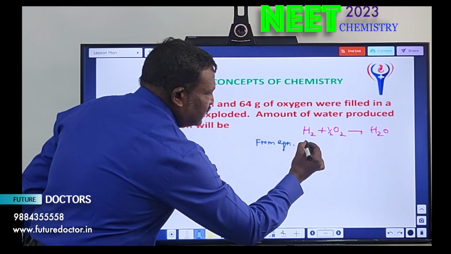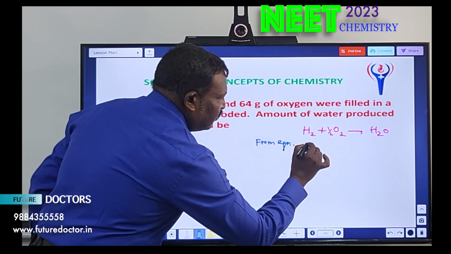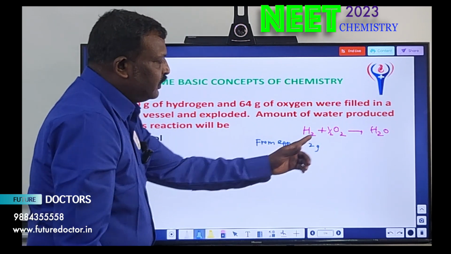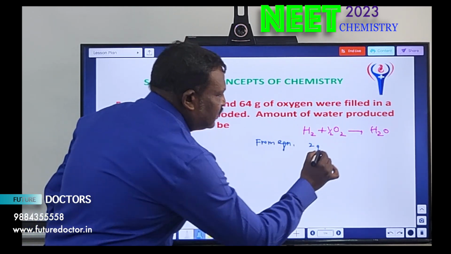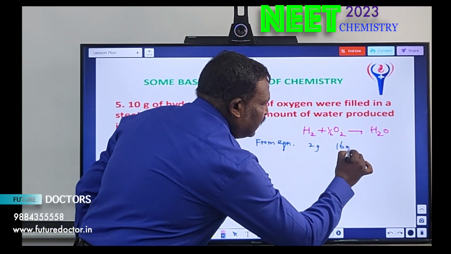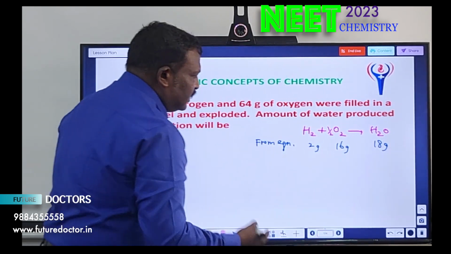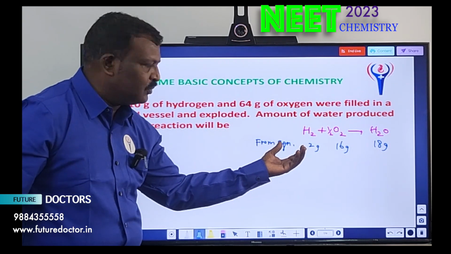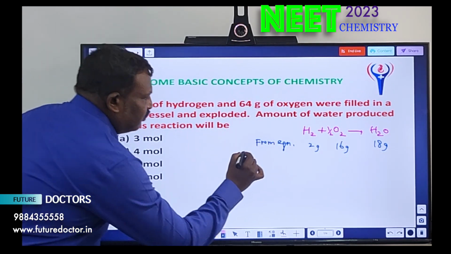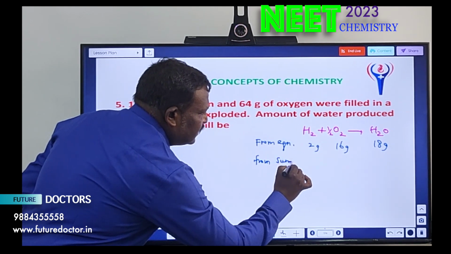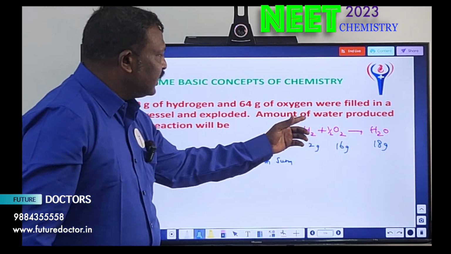So how many? It's 2 gram of hydrogen. Half into 2 means 1 oxygen atom, and 1 oxygen atom means 16 gram. Water is 18 gram. Understood? These are the information we are getting from the equation. But now go to the sum. From the sum, we have to get the amount of product.